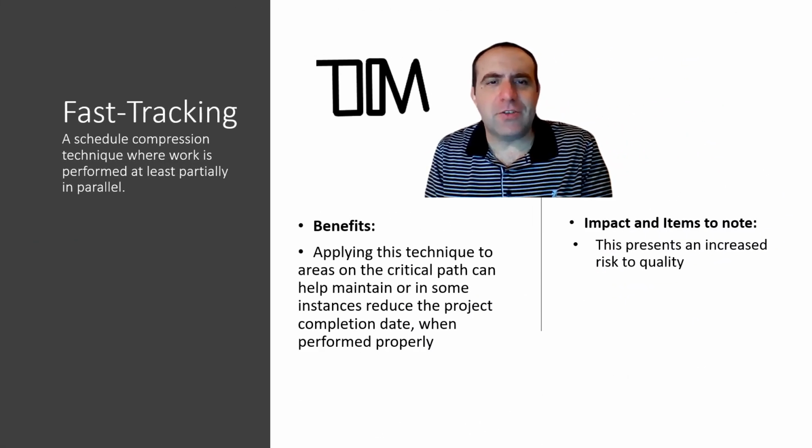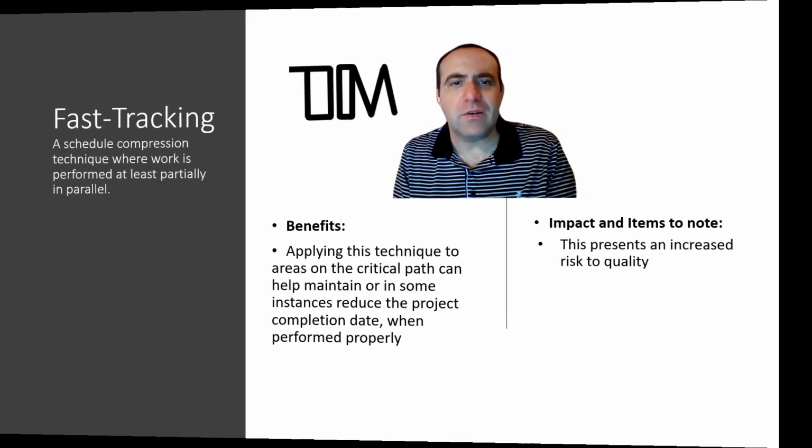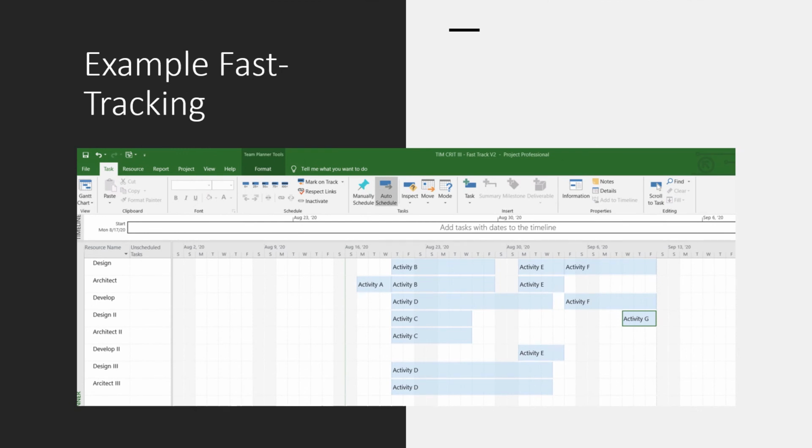Fast tracking is a schedule compression technique where work is performed at least partially in parallel. The benefits: applying this technique to areas on the critical path can help maintain or in some instances reduce the project completion date when performed properly. Impact: this presents an increased risk to quality. Here is an example of fast tracking as we pull in activity G.